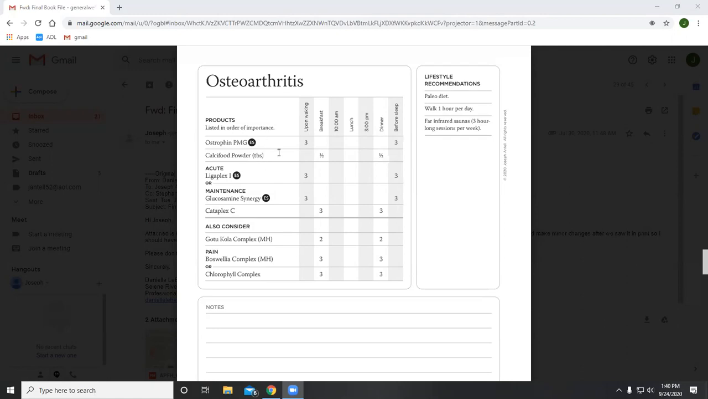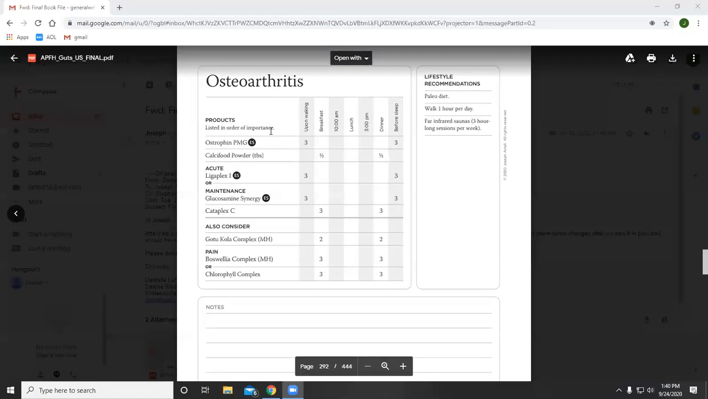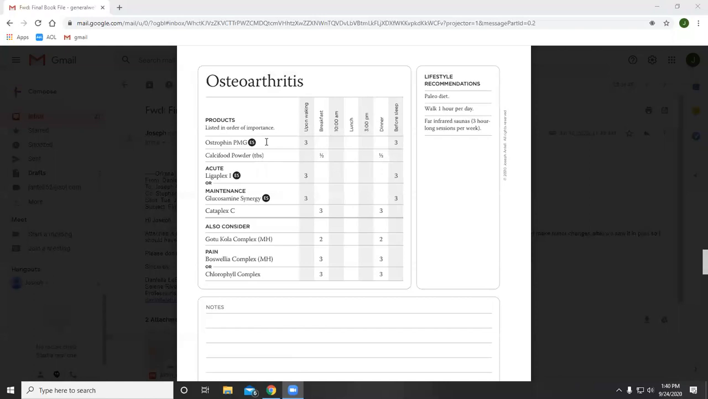Ostrophin PMG, in this case, does not heal the joint. It simply removes the immune assault. That's all it does. Now, there is some discussion that they help to rebuild. No, you have to give the body the other materials to rebuild, and I'm going to go through those.